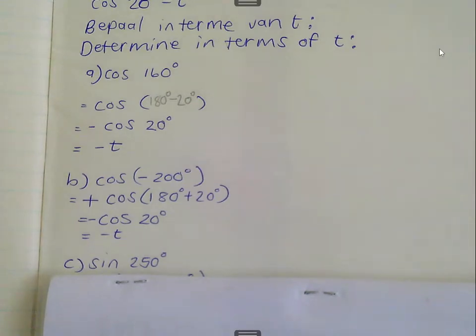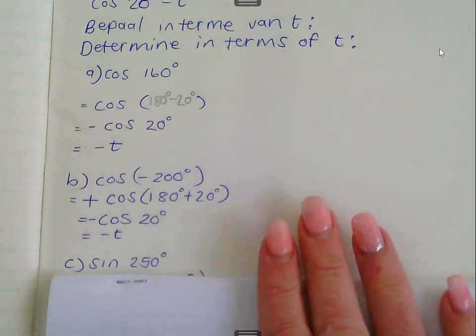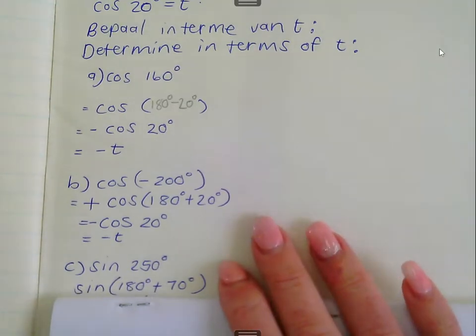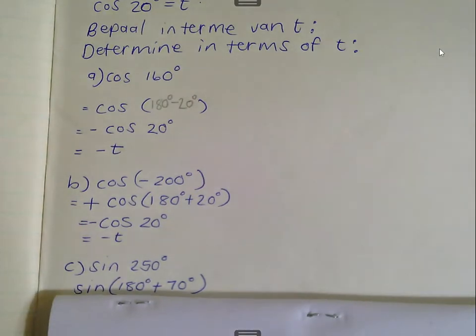Okay, 250 is not a reference angle. Now we can write it as 180 degrees plus 70, and then we would have negative sin 70. Do you see we don't have anything we want? We want cos 20. But who knows what the trick is here? 270. Why 270? Then it's going to change to cos.